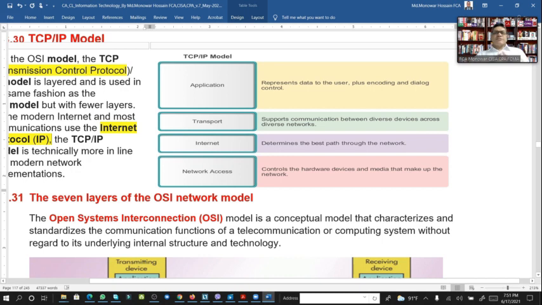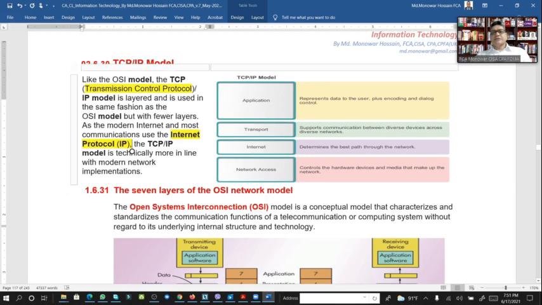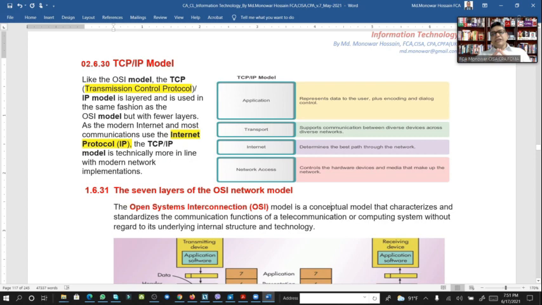Now if we see, first, application represents data to the user plus encoding and decoding control. Transport supports communication between devices across the network. Internet determines the best path through the network. And network access controls the hardware devices and media that make up the network.